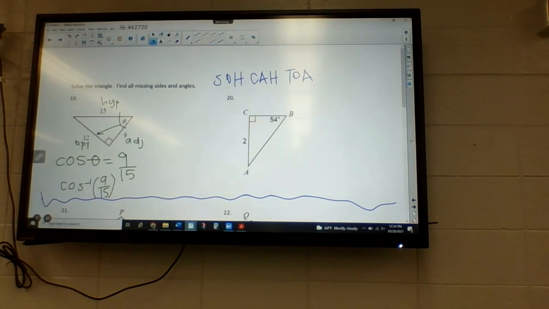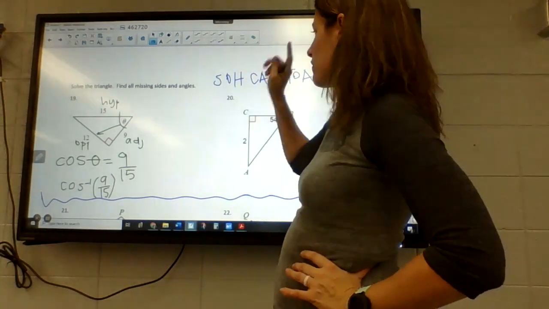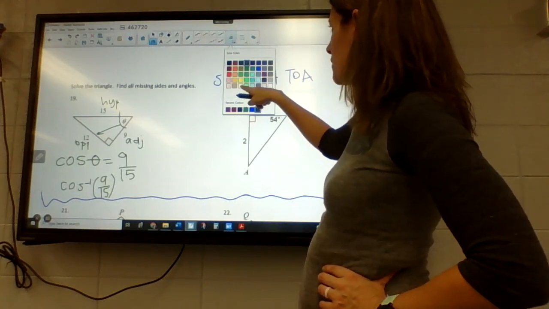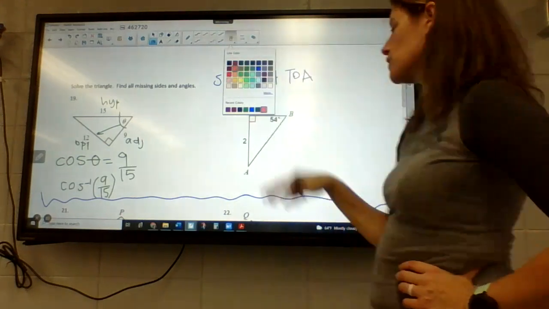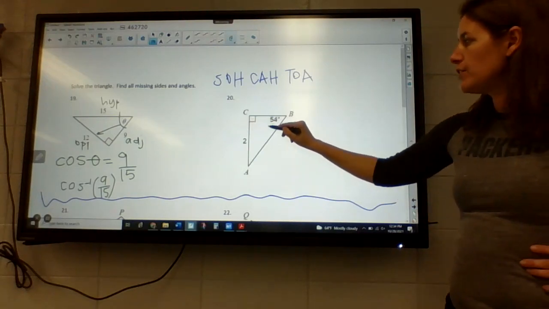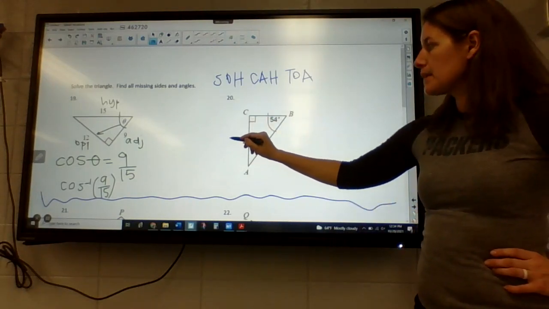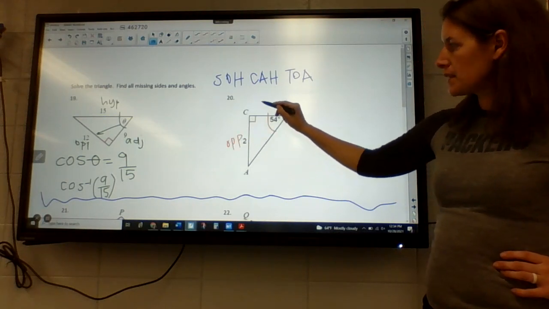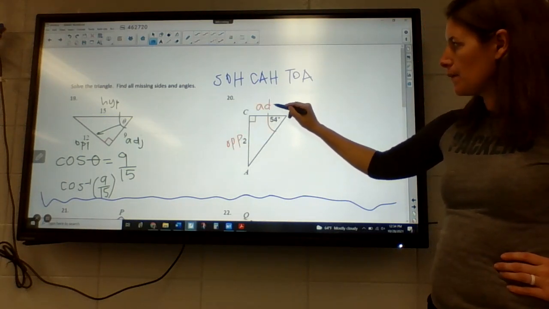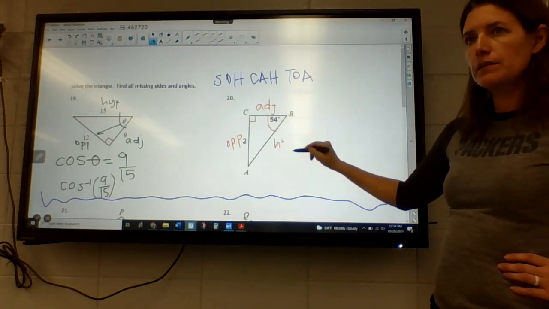Okay? Now in number 20, finding the angle is easy. Finding the other two sides is not. This is where we have to do a trig function in order to figure that out. Now, I would have chosen to use the other angle. I think it makes it a little bit easier, but in case you didn't notice that, I'm going to go the tougher of the two ways. So if I use this 54 degrees, this is my opposite, this is my adjacent, and then this is my hypotenuse.